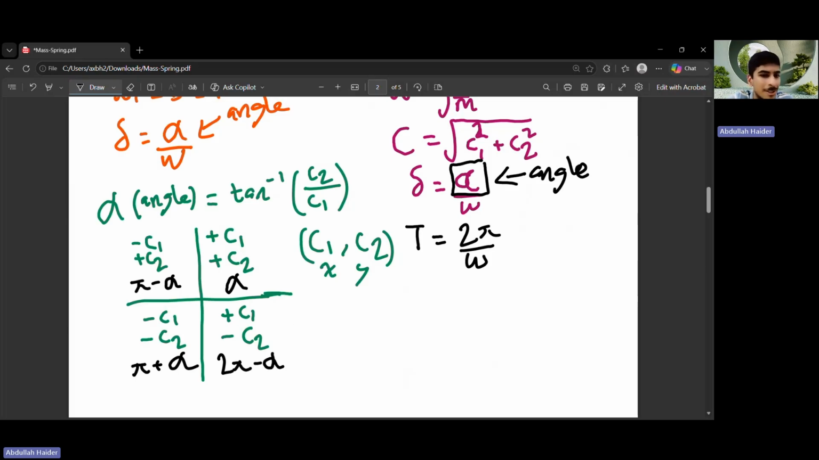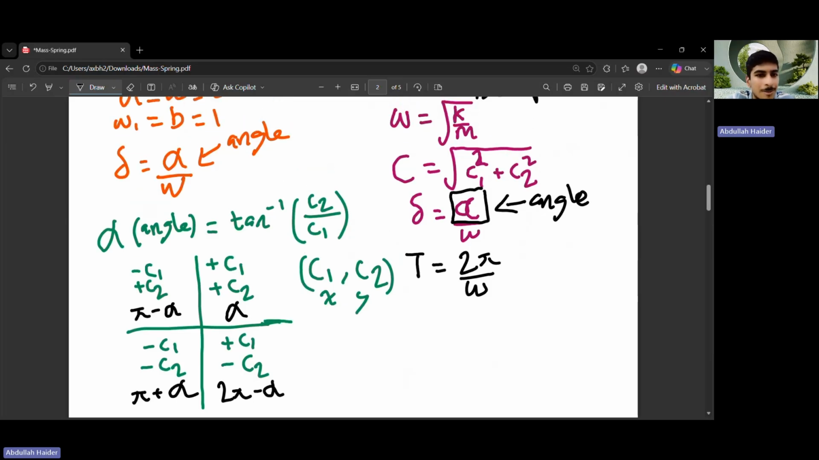Once again, I'm telling you that this is important to know. If you just find this alpha and then continue on, you'll probably lose 1 mark if you're not able to understand when to add pi, when to subtract from pi, when to subtract from 2 pi. So you really need to look into the sign conventions of C1 and C2 in this problem.